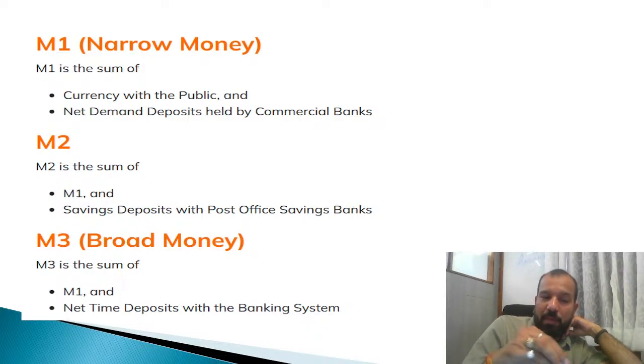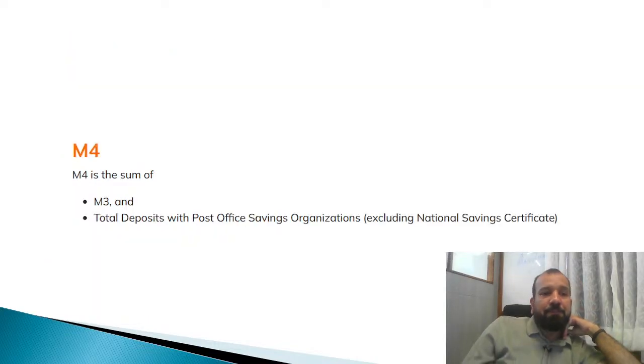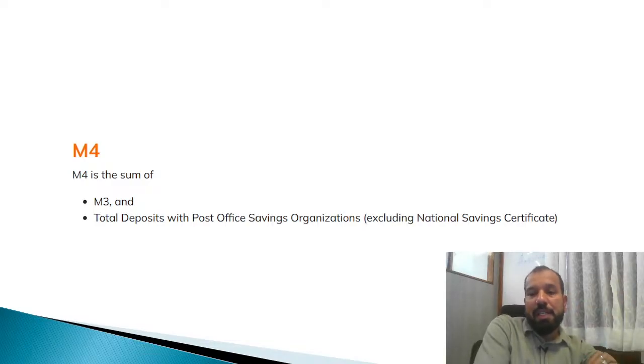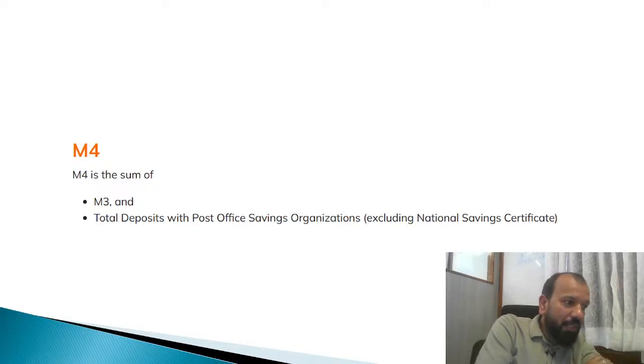Net time deposit means whatever money we have deposited with the banks in the form of recurring deposits and fixed deposits. Whatever money we keep in the form of FDs and RDs is called net time deposit with the banking system. So M3 is M1 plus net time deposits with the banking system, and M3 is the broad money. M4 is the sum of M3 and the total deposits with the post office savings organization, excluding the NSC. We can buy the NSC, National Savings Certificate, from the post office, but we don't include it in M4. So M4 is M3 plus total deposits with the post office. Now in the post office we have bank accounts also. Whatever money we keep with the post office, when added to M3, that is called M4. Very simple.